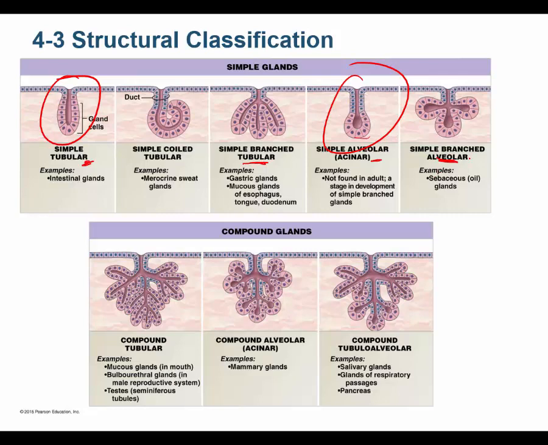Remember, every time you see the word alveolar, you can also say acinar. So you can have a branched tube or a branched acinar. You can have multiple branches, which is called compound tubular, or you can have multiple acinar, which is called compound acinar. And then you can have a mix between tubes and acinar, and it's called compound tubuloacinar. Some salivary glands are compound tubuloacinar. So we have different structural classifications of these glands.